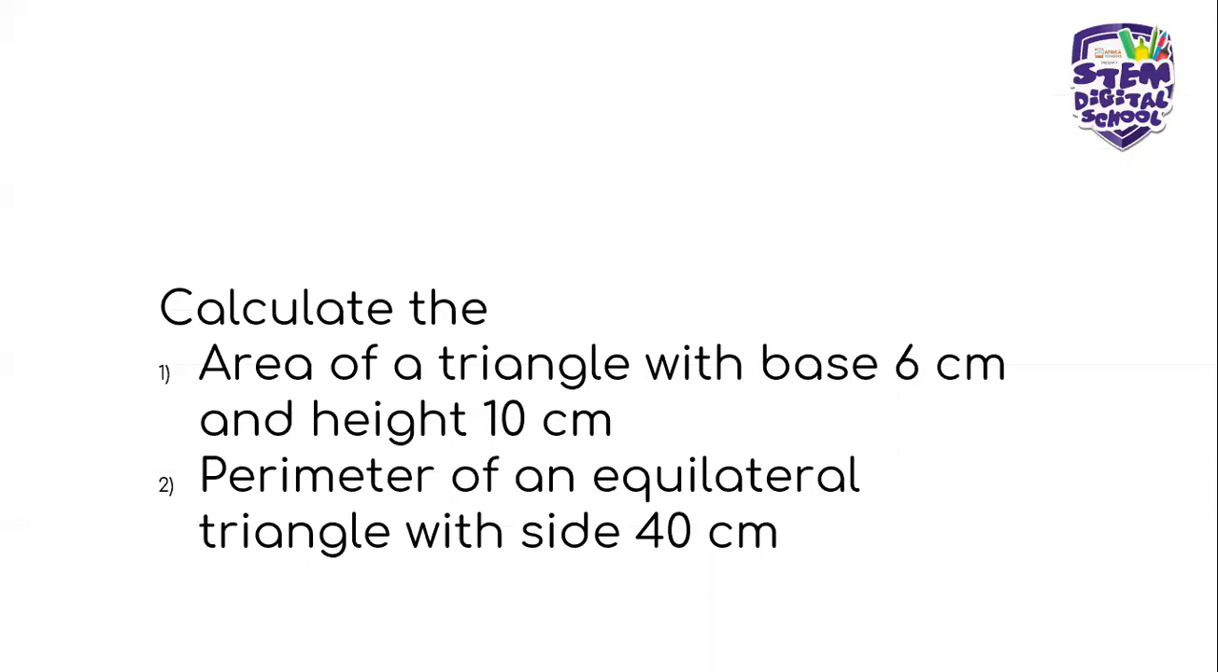Right, the perimeter of this particular triangle. Now, the triangle is different in a sense that it's an equilateral triangle. Remember, the previous one, the base was 6 and the height was 10. Now, in this triangle, we have 3 equal sides, which are 40 centimeters each, and then we need to find a way just to correctly calculate.